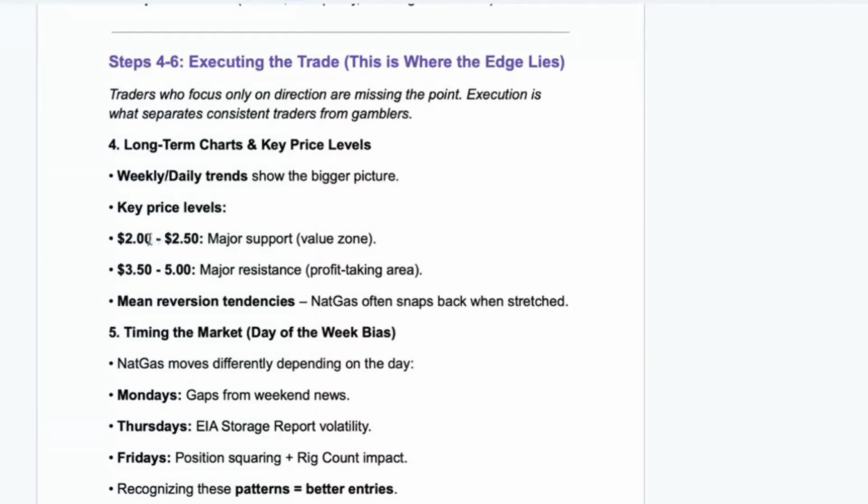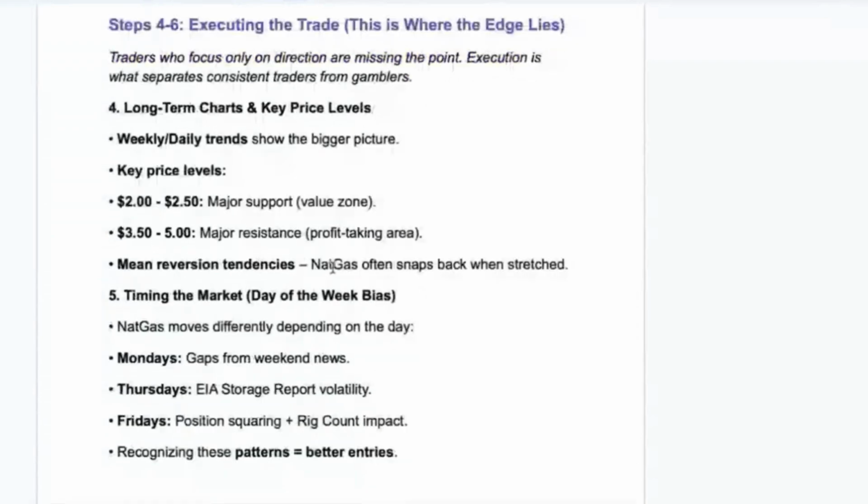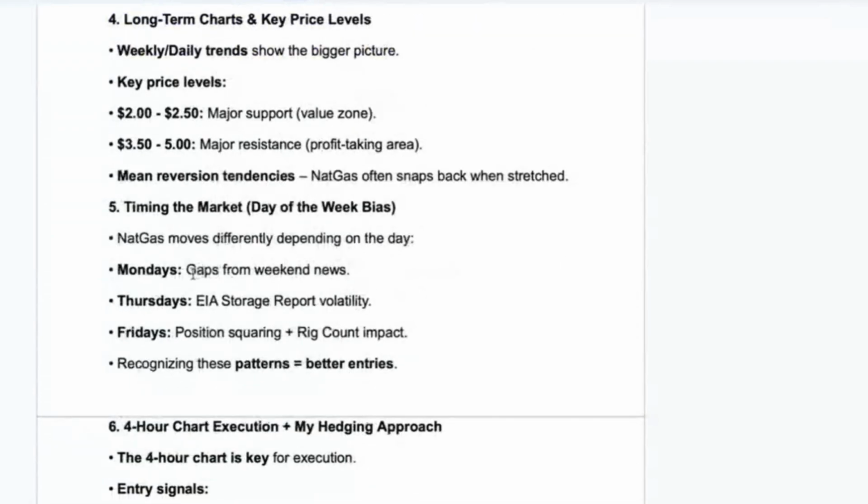As I said earlier, key price levels: $2 to $2.50, major support, kind of the bottom of the range, and $3.50 to $5, major resistance, kind of the top of the range, the profit-taking area. And the value zone at the bottom, profit-taking area at the top. And then, of course, we get mean reversion tendencies. Natural gas often snaps back when stretched.